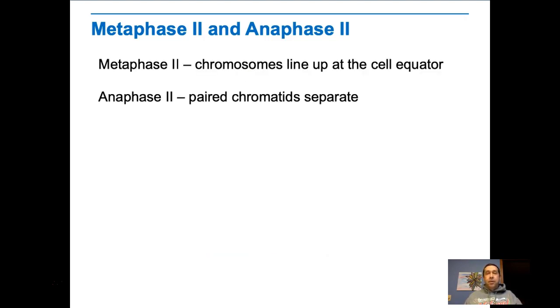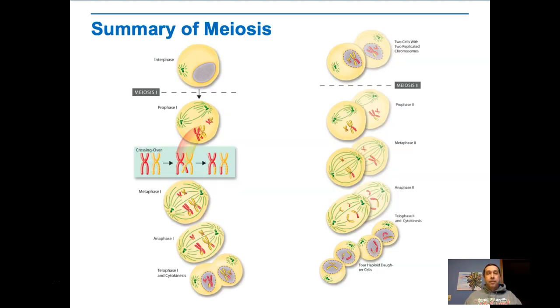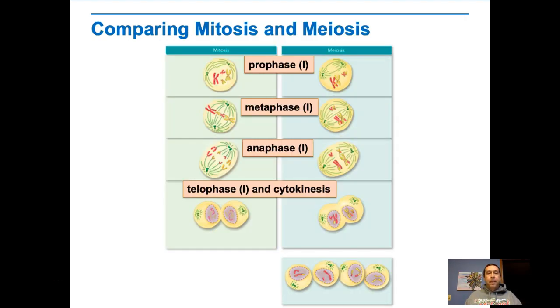So in metaphase 2, the chromosomes are going to line up. In anaphase 2, the paired chromatids separate. So at the end of meiosis, you have 4 daughter cells that are produced that have half the normal number of chromosomes. They're haploid cells. This just kind of summarizes the steps here. You can see this in your textbook as well.